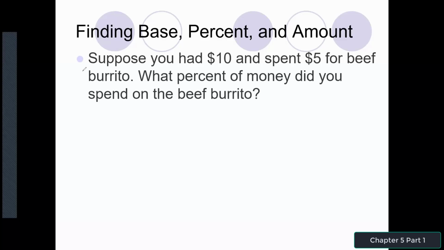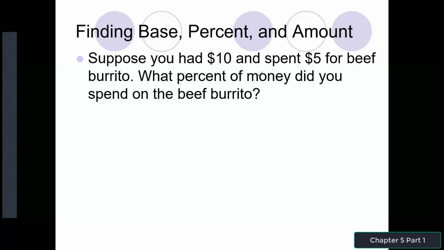Okay, so here is an example of a base, percent, and amount type of problem. Supposedly you have $10, then $10 is all you have, right? And then you spend $5 on a breakfast burrito, beef burrito. What percent of money did you spend on the burrito?